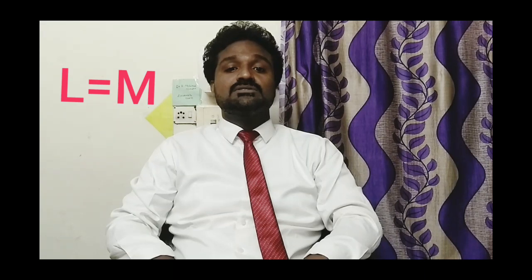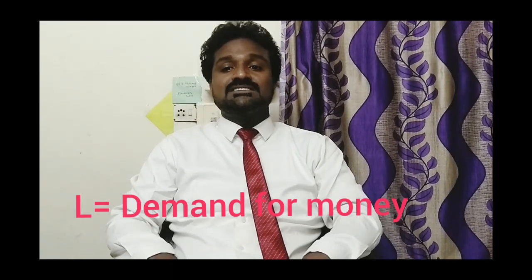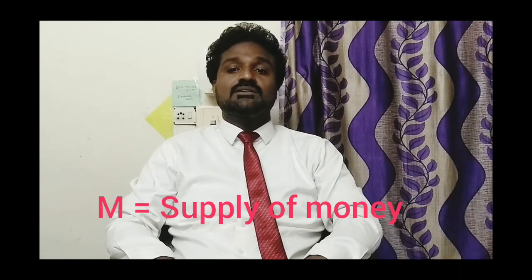IS schedule represents the combination of interest rate and income level, where saving and investment equilibrium takes place. At that point, the product market is in equilibrium. This is shown as real equilibrium at which I equals S. On the other hand, money market equilibrium is defined by an equality between demand and supply of money. In equilibrium, L equals M, where L denotes demand for money and M stands for supply of money.